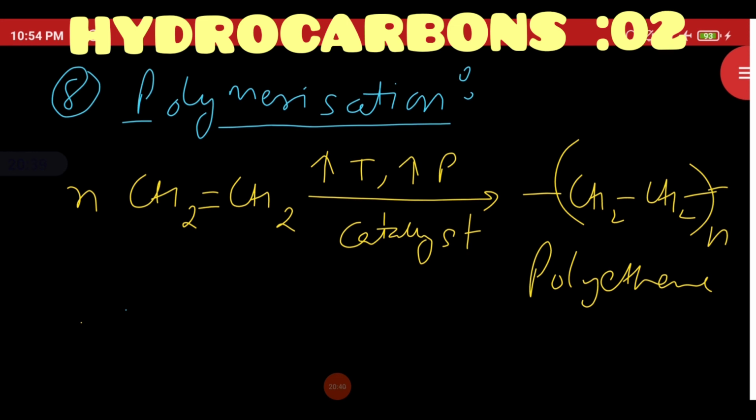So, dear students, in this video we studied conformations. We discussed isomerism in alkenes. Then we discussed the methods of preparation of alkenes. And then we studied physical and chemical properties of alkenes.